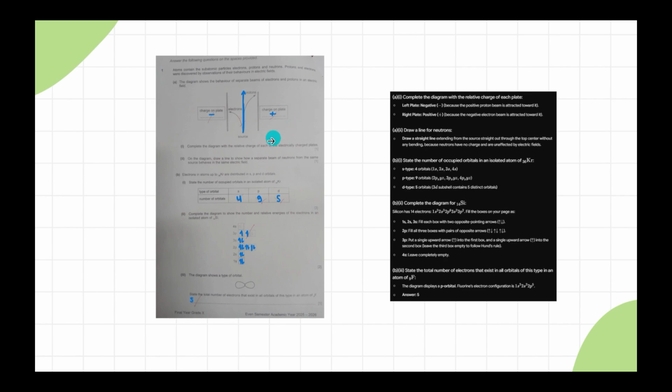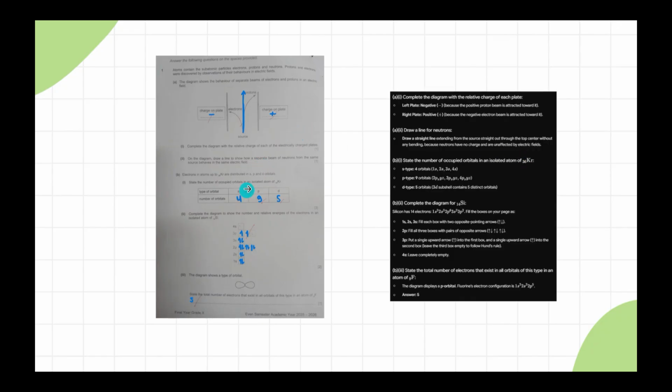Second, on the diagram, draw a line to show how a beam of neutrons from the same source behaves in the same electric field. So here we have to draw a straight line extending from the source out through the top center without any bending, because neutrons are not charged and are unaffected by electric fields.